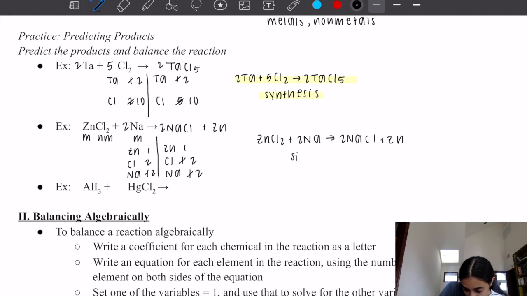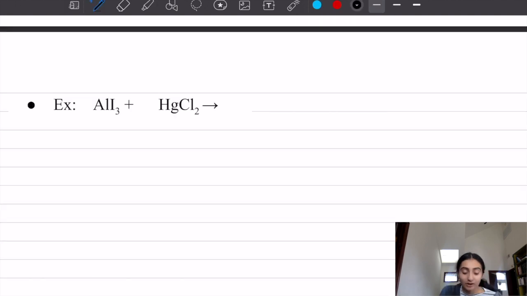And this is a single replacement because we had 1 metal that switched places with the other metal. Okay, so I'm going to do the final example on a separate page because I ran out of room. This reaction is AlI3 plus HgCl2, and we want to know what it yields.